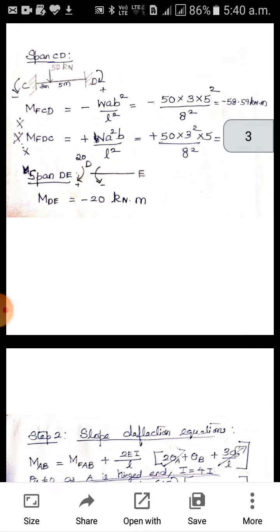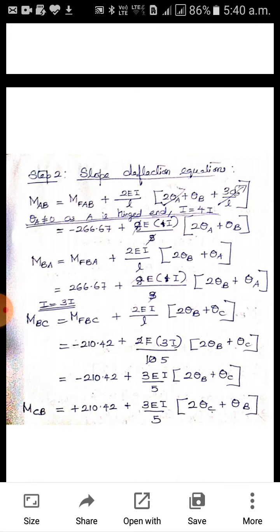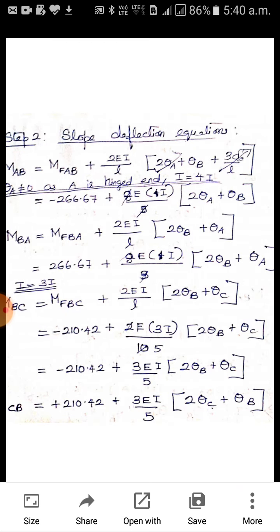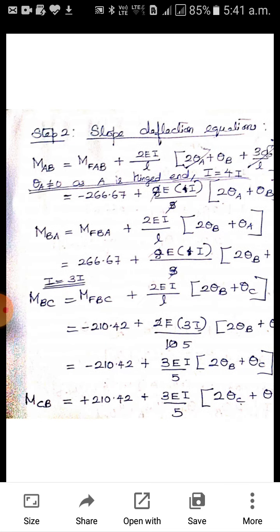Coming to the slope deflection equation, I told you already, because I is changing, the variation of I, you have to be careful in this particular step, particularly in the formula. See here, span AB: MAB equals MFAB plus 2EI by L into 2 theta A plus theta B. That is enough. No need to consider 3 delta by L because sinking of support is not there. Now theta A is not equal to 0 because A is a hinged end, so you will have the value of theta A.